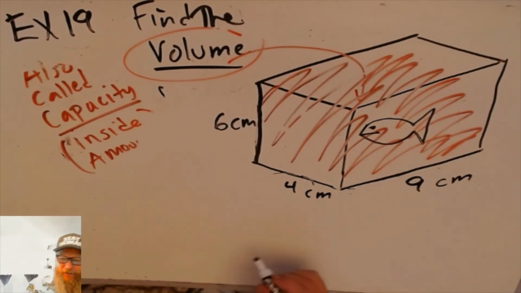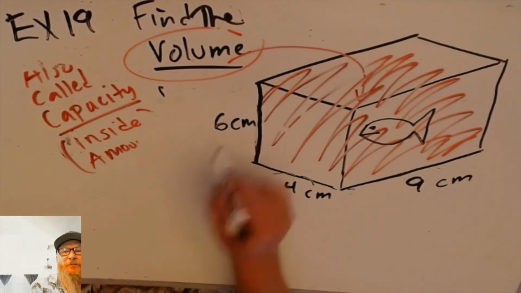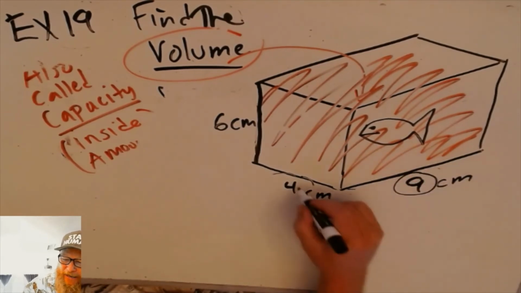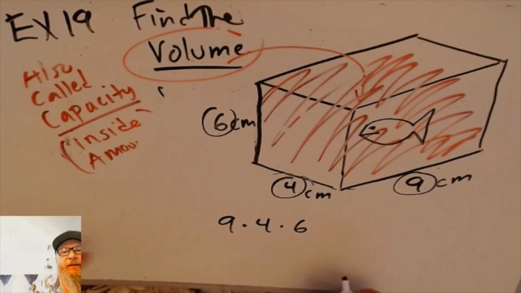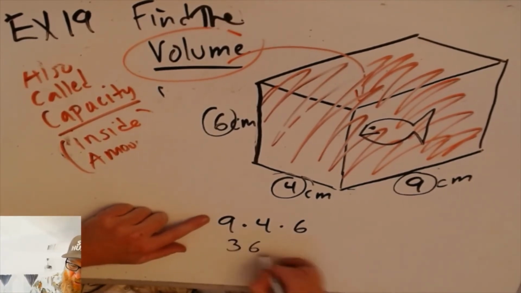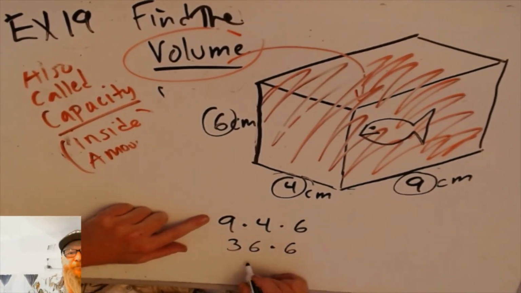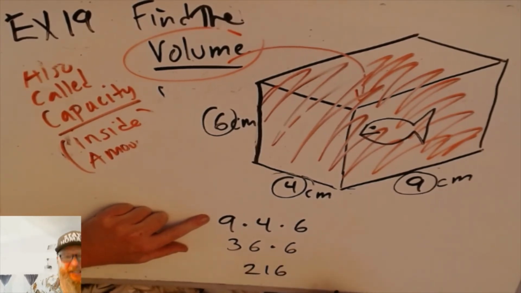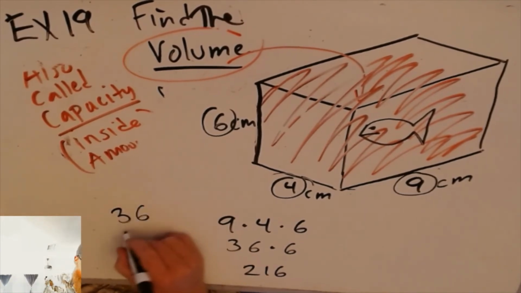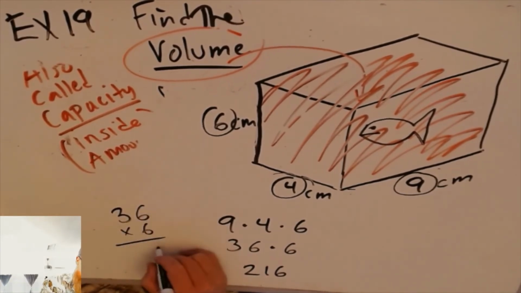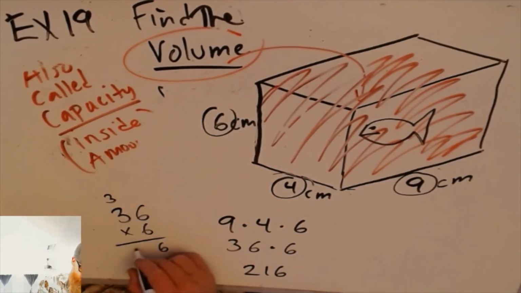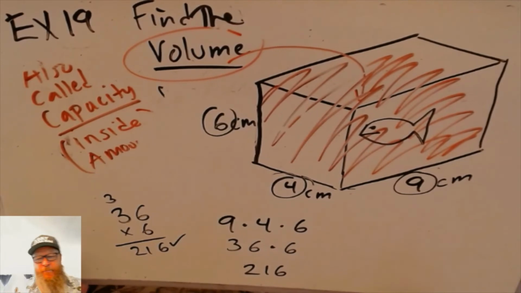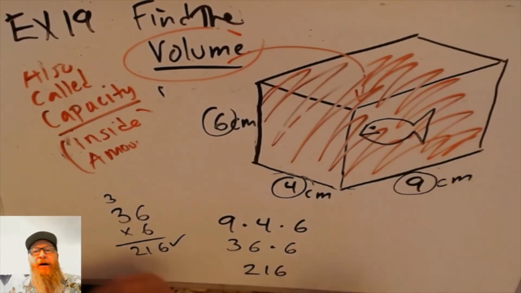Okay. So the volume, you multiply 9 times 4 times 6. And you could do it in any way you like. 9 times 4 is 36. 36 times 6, 216, I think. If you're not sure, do it the old-fashioned way. 6 times 6 is 36, carry the 3. 6 times 3 is 18, plus 3 is 21. 216. Check.